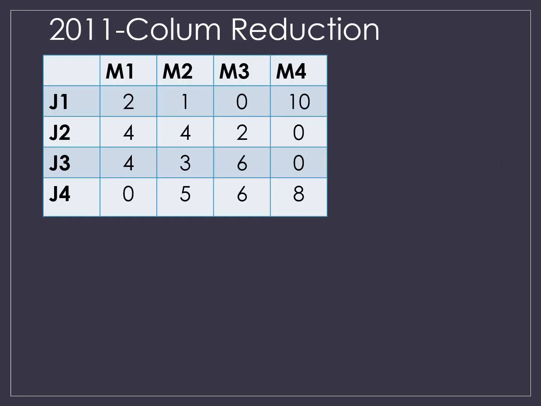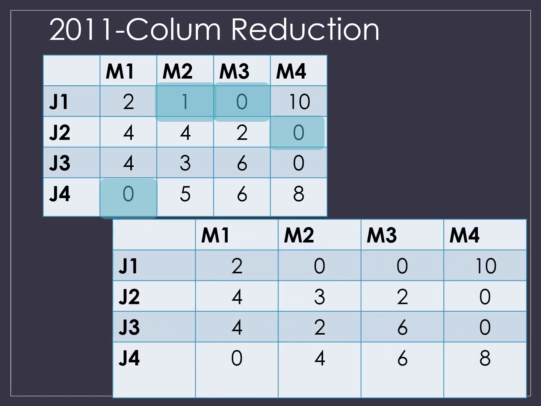Now the next step is the column reduction. In the column reduction, we identify the smallest value for each column. In the first column it is 0, and in the second column it is 1. In the third column it is 0, whereas in the fourth column it is also 0. When we deduct the smallest value from each column, you will get the column reduction table as follows.